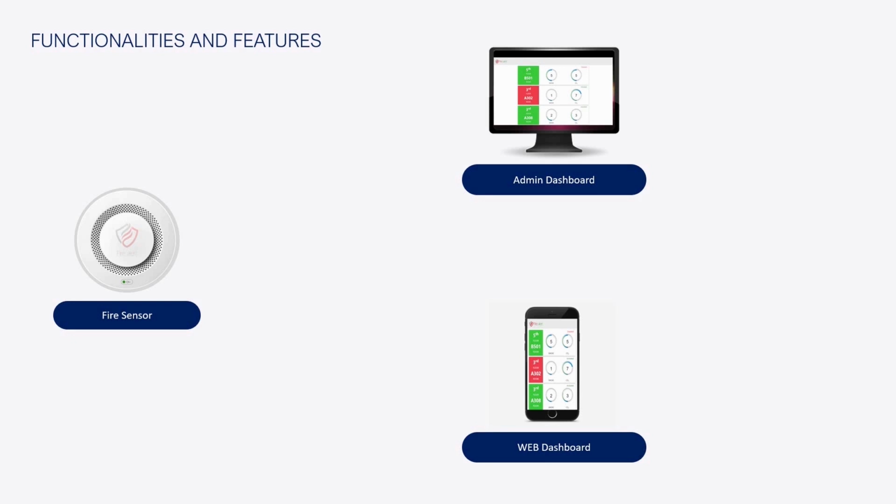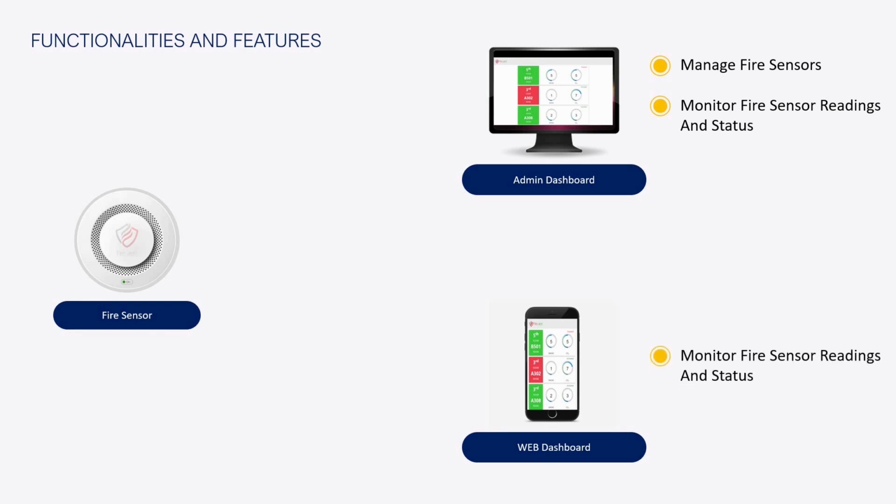When the fire sensor is fixed in a location, it should be registered to the system through the admin dashboard. Then, the sensor will send the readings to the system every 10 seconds. The admin dashboard enables the user to manage fire sensors and monitor their current readings and status. And the web client shows the same details of the sensors. The main objective of the system is getting an immediate notification in an emergency. In case of fire, the administrator will be notified through email and SMS alert immediately.